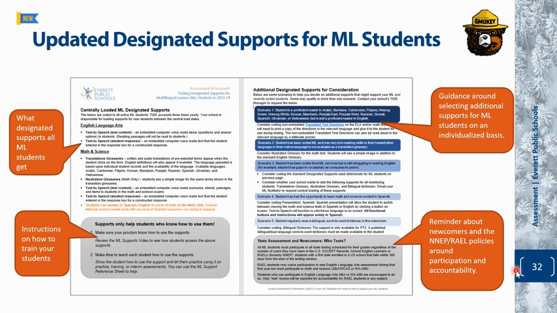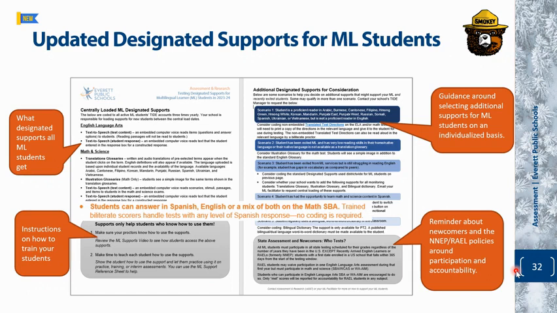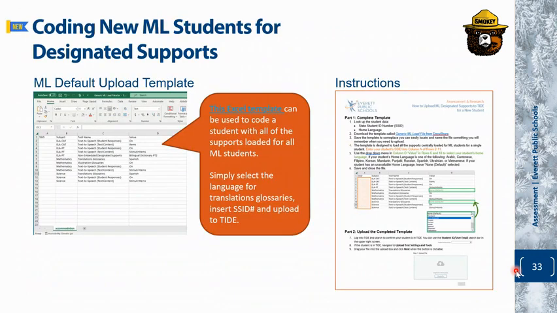And then I just want to draw your attention to the orange writing on the document, which is a reminder that any student can answer on the Math SBA in English, Spanish, or a mix of both. There are biliterate scorers standing by. If someone opens up a student test and there's Spanish on it, they will immediately send it over to a biliterate scorer who is going to handle scoring the test. So there's nothing coded, there's nothing required. That is just for everyone. So keep that in mind.